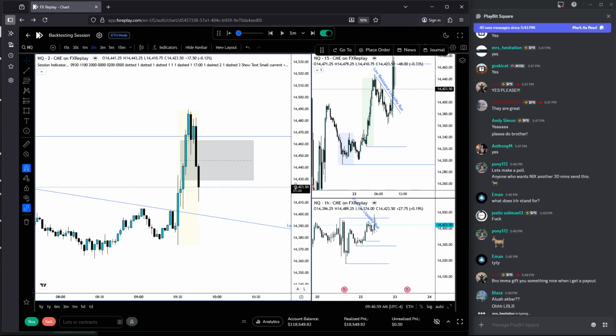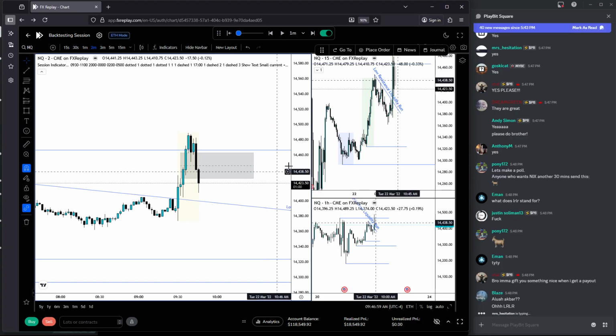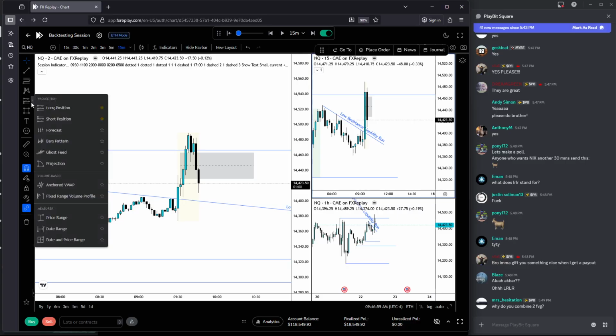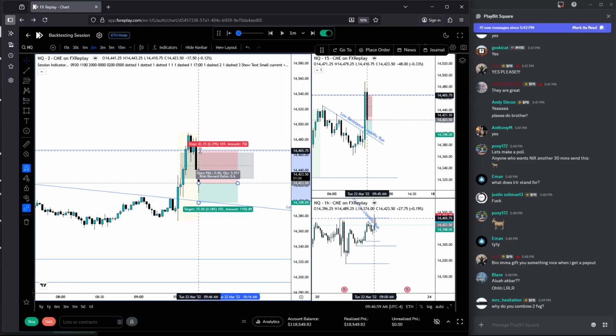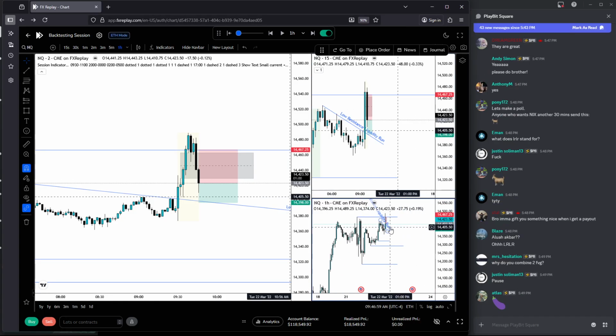These gaps are massive, but I like this. I like this. It's so big though. 36 points. Ugh. It's so big, chat. Okay, I still think it's decent. I'm going to short here. And let's look at the overall bias.